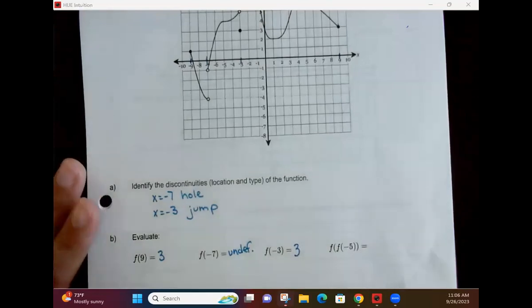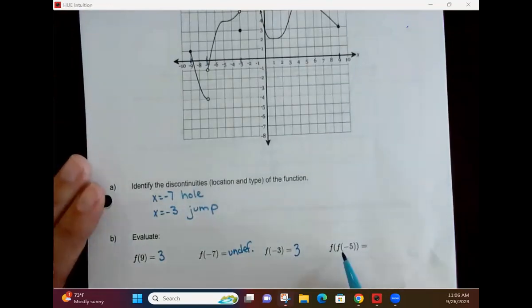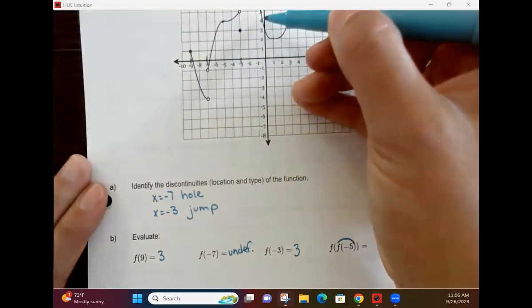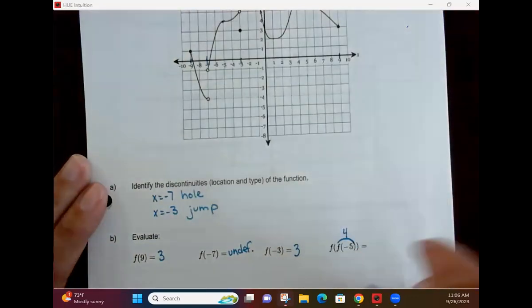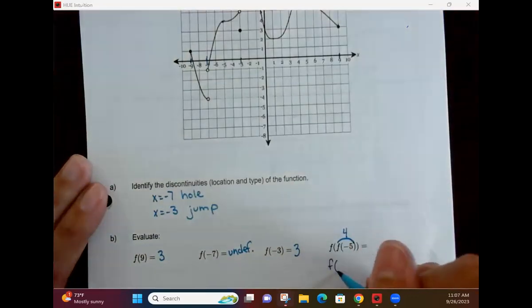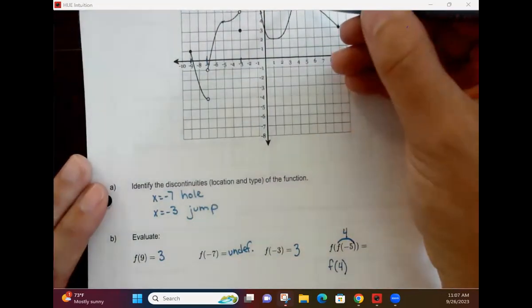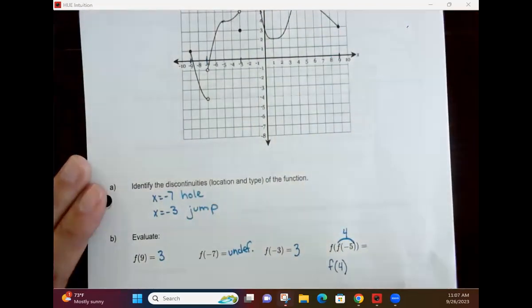And then we've got a little composition here at the end. So remember, we work from the inside to the outside. So start with f of -5. f of -5 would be 4. And then we'll do f of 4. So f of 4 would give us 6.